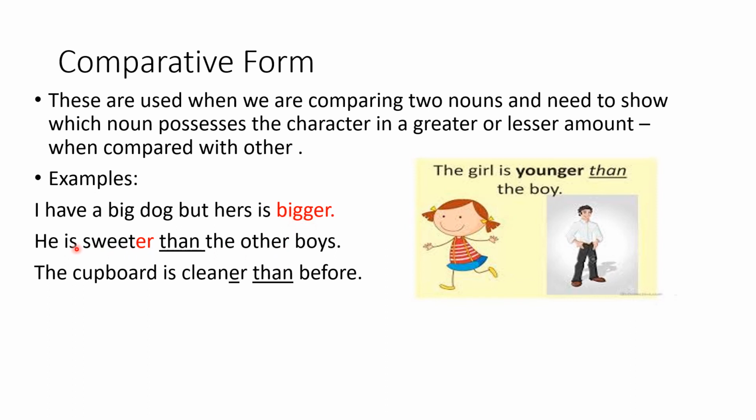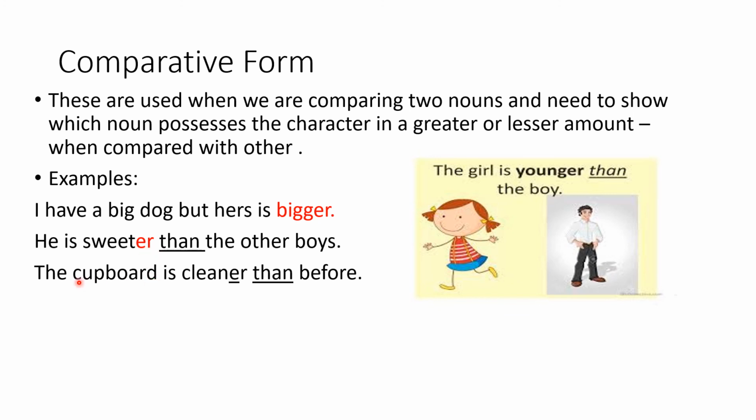Next example. He is sweeter than the other boys. Again we are comparing two persons. Who is sweeter? He is sweeter. Who is sweeter than the other boys? He. So he is sweeter. Just see that we are using er: bigger, sweeter. It means mostly we use er while making the comparative degree.